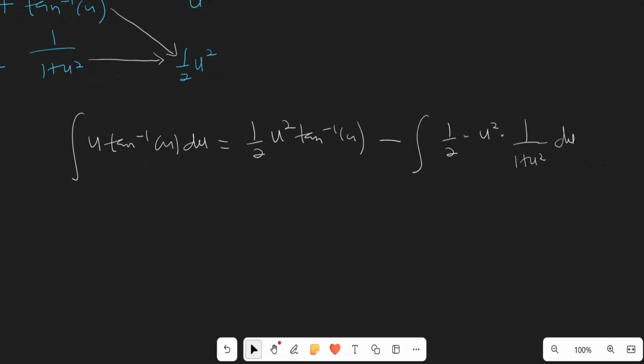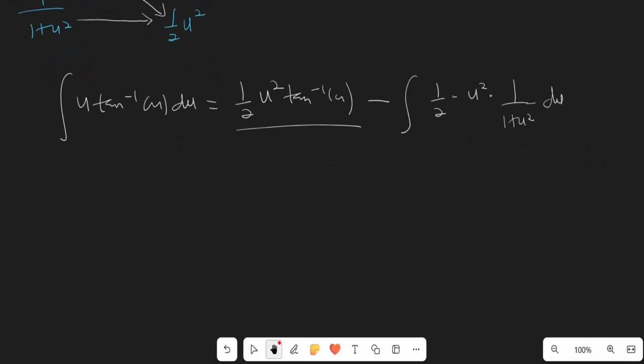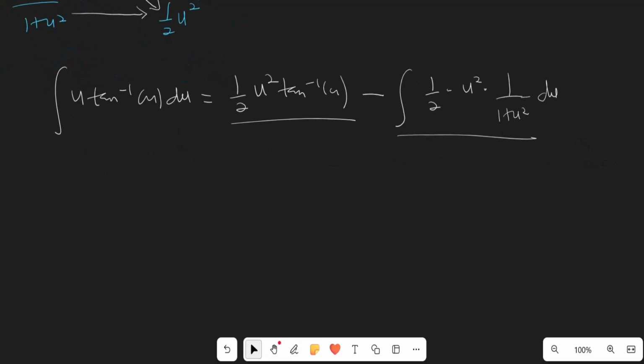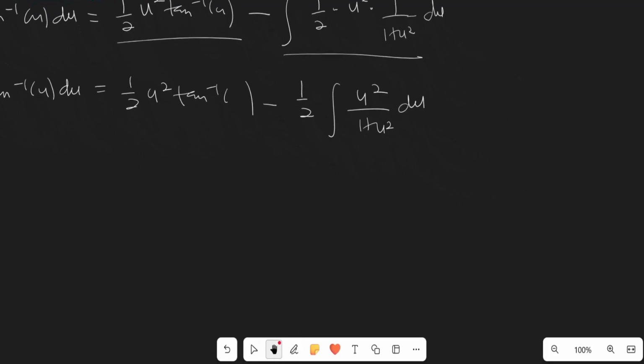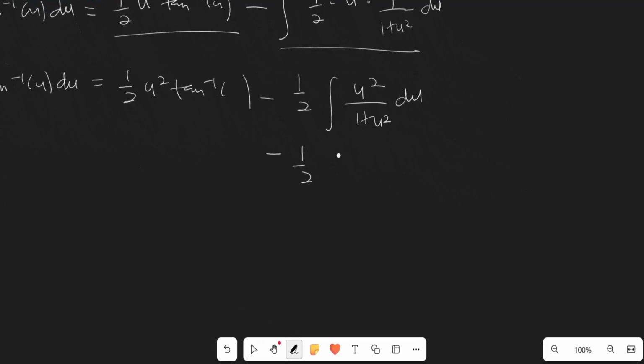So with this, we are done with the integration by parts. The integral of u tan inverse of u du is going to be 1/2 u squared tan inverse of u minus 1/2, which is a constant that comes in front of the integral of u squared over 1 plus u squared du. So let's worry about this one. This one is minus 1/2 integral.